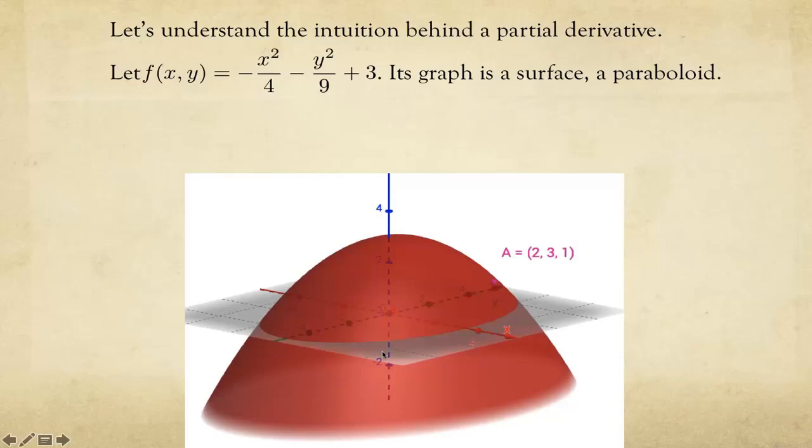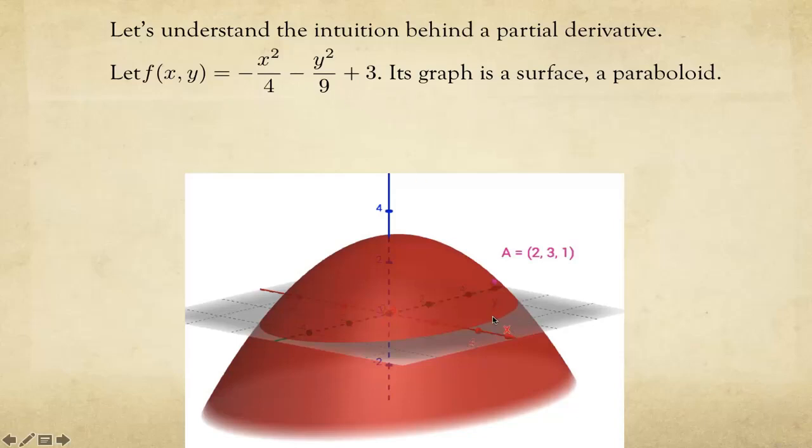Again, the domain here is xy, which is the gray plane. Then the output is a number, which is the height. Here, for example, the input (x, y) is (2, 3). So this is x and this is y. If you plug that in, f of that gives you 1.